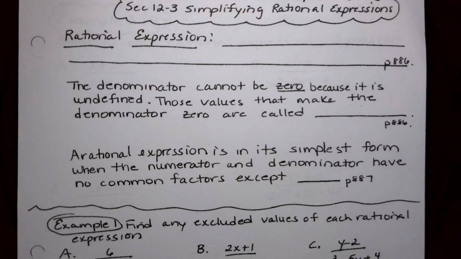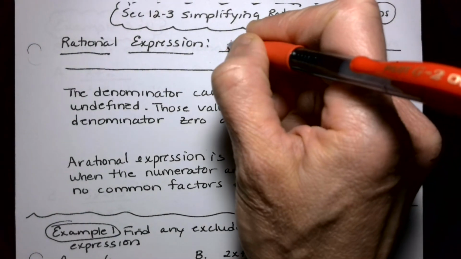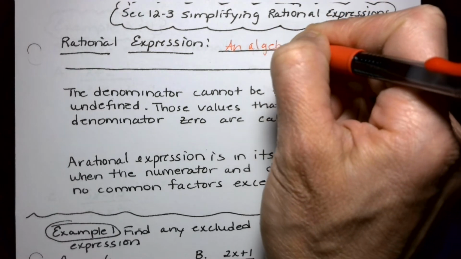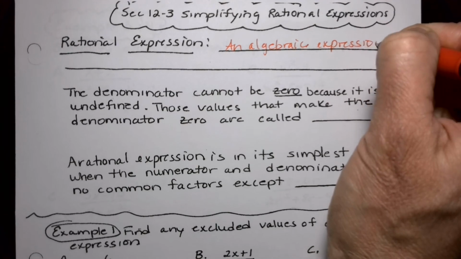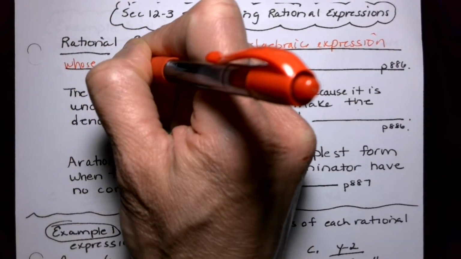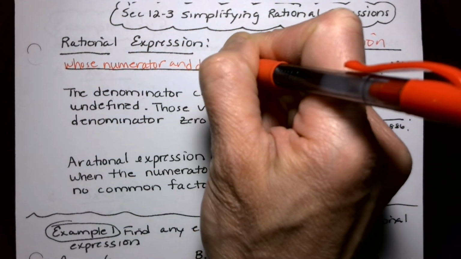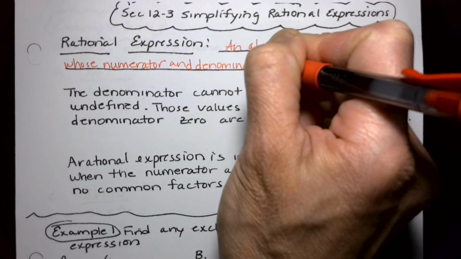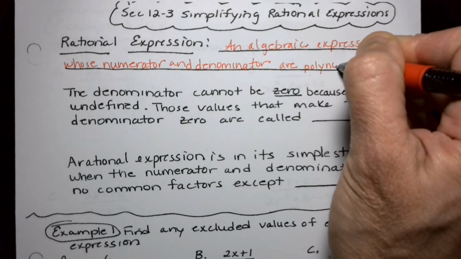So what is a rational expression? We're going to be simplifying rational expressions, so we need to understand what they are first. A rational expression is an algebraic expression whose numerator, which is the top, of course, and denominator, which is the bottom, are polynomials.